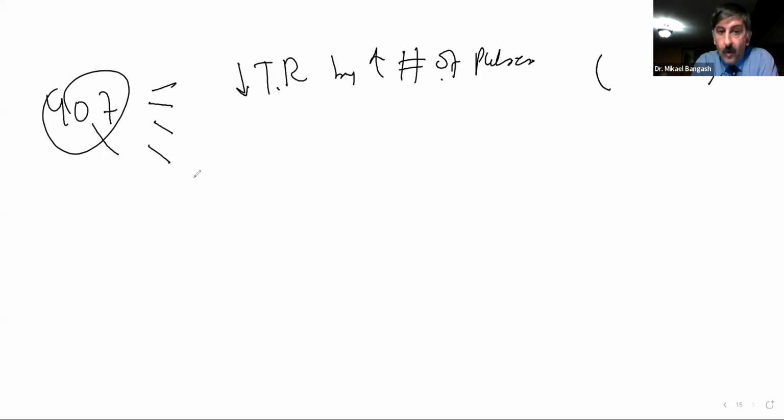Increasing the number of foci. Now we know that increasing the number of foci leads to a degraded temporal resolution. But is that degraded temporal resolution also due to an increased number of pulses per frame? Yes.